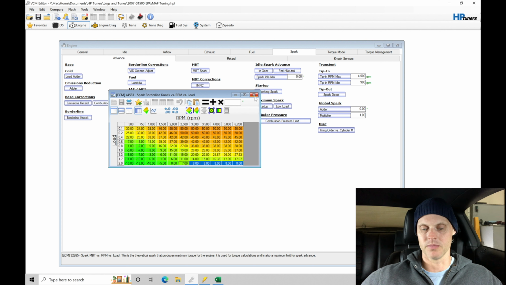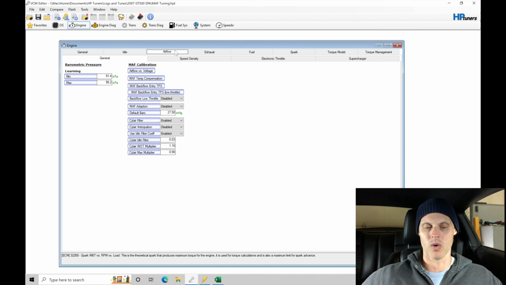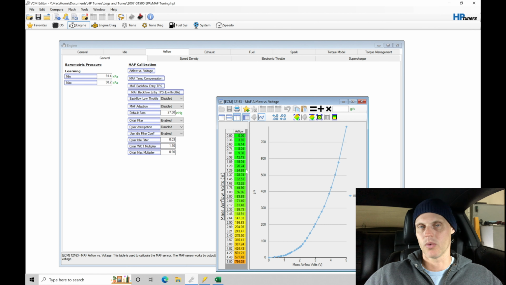Another aspect, if we take a look here under airflow, under our general tab, we find our airflow versus voltage. We're going to be dialing this MAF curve in and validating this, making sure the airflow modeling is good. But we wanted to turn off our speed density influencing. So I've gone in and turned off the MAF adaptation, and I've also turned off the cylinder air anticipation. That's going to allow me to ignore the speed density right now and be on a pure MAF-based style of tuning.